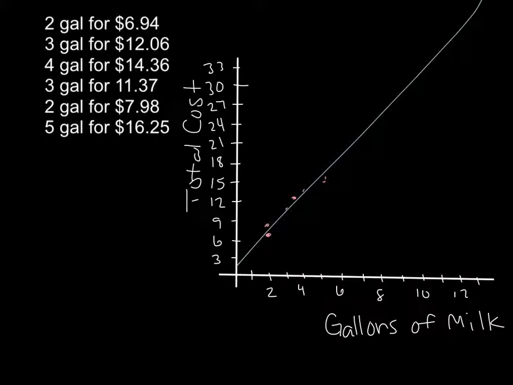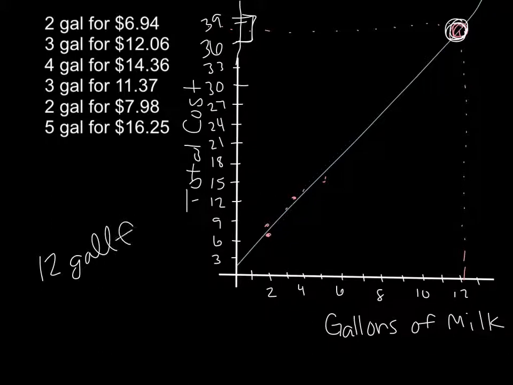Okay, so then we're going to use this to figure out about how much 12 gallons is going to cost. I'm going to go straight up from 12 to my line, and notice that it crosses at about there, and if I go over to my y-axis, let me extend it here, this would be $36, and this would be $39. We can see that 12 gallons of milk would be somewhere between $36 and $39. So we can make an approximation. I'm going to just say about $38.